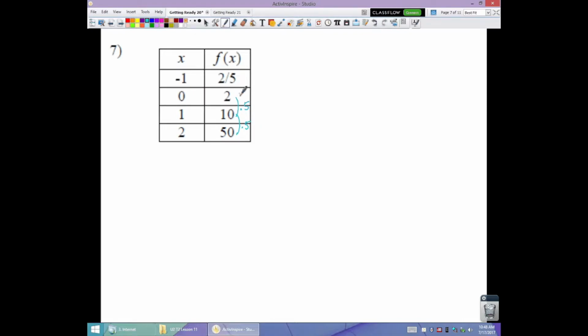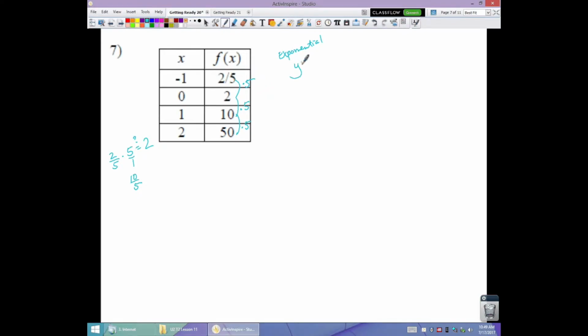So would it work? Would it be true to say that 2/5 times 5 is equal to 2? 2 times 5 is 10. 5 times 1 is 5. 10 over 5 is 2. So yes, we do know that we're multiplying by 5 for that function. So this one having a common ratio means it's exponential.